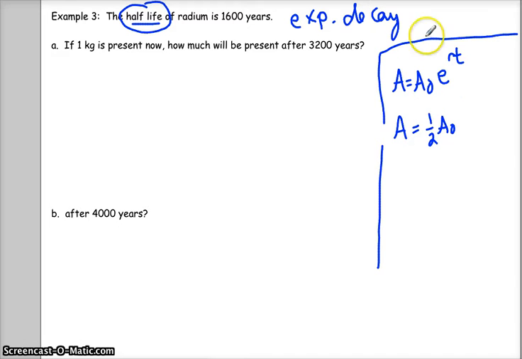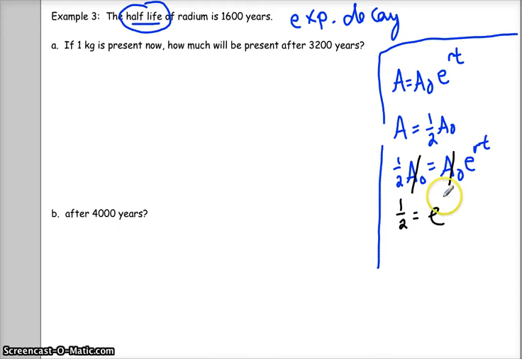So when we're filling in this model, I can replace A with 1/2 A sub 0 and then set that equal to A sub 0 times e to the r times t power. I immediately notice that my A sub 0's can cancel, and I now have 1/2 equals e raised to the rt power.